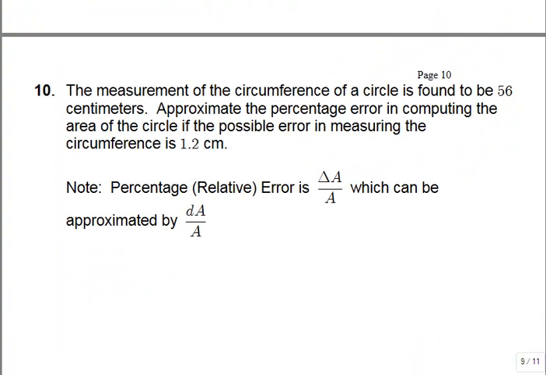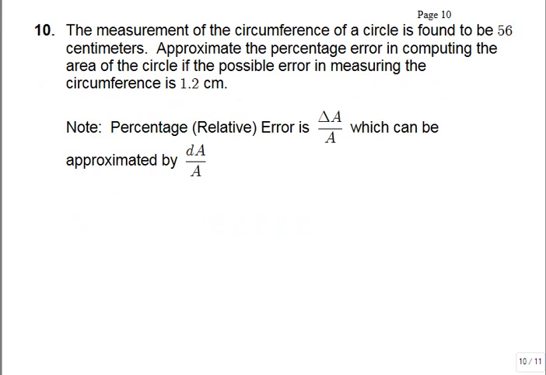All right, let's try one more example talking about measurement error. The measurement of the circumference of a circle is found to be 56 centimeters. Approximate the percentage error in computing the area of the circle if the possible error in measuring the circumference is 1.2 centimeters. We're going to note that percentage or relative error is change in A over A, which can be approximated by dA over A.